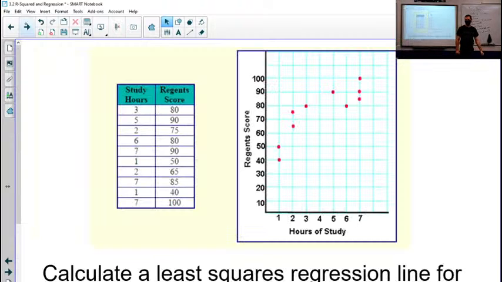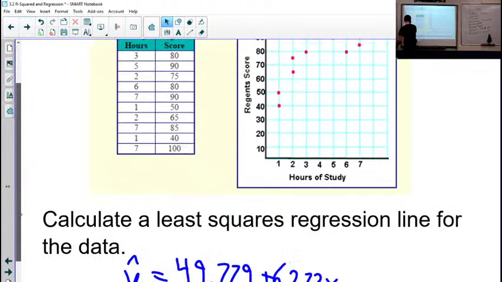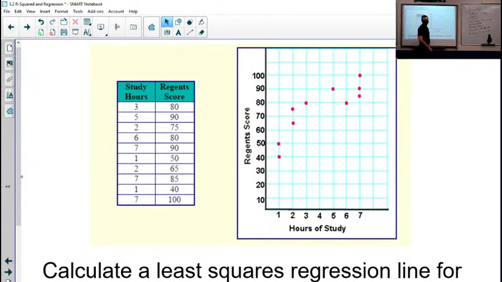There's a scatter plot you should get. The next thing you should do is calculate a least squares regression line. What decimal place do you want that to? 3 decimal places.